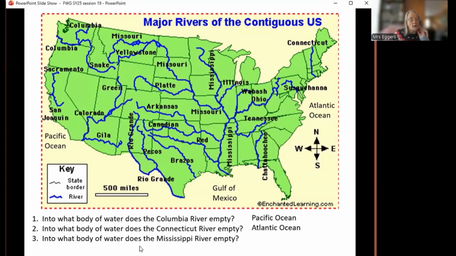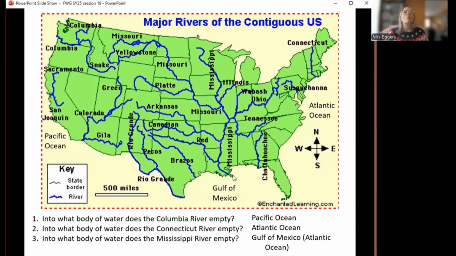Okay, into what body of water does the Mississippi River empty? Okay, Abel. Yeah, that's a choice there. Yeah. Joaquin, Adelaide, Eleanor. Yes, it flows into the Gulf of Mexico, which is technically part of the Atlantic Ocean.